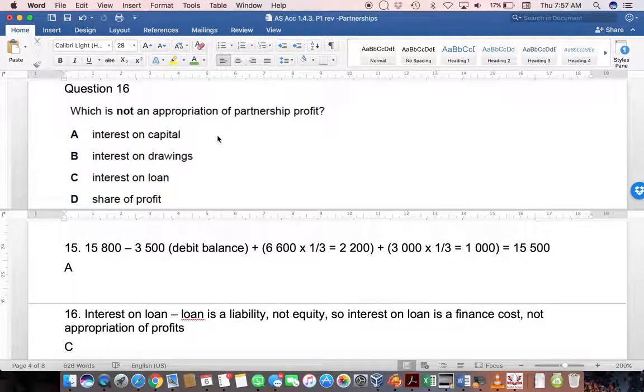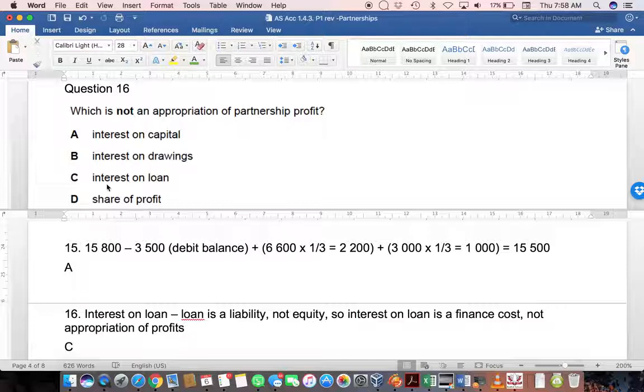Question 16. Which is not an appropriation of partnership profit? Similarly to all the questions we've had previously, if we just have a look at these, you should realize by now interest on capital, because capital is equity, the interest is part of the appropriation. Similarly, B, drawings is part of your equity, and therefore the interest on drawings is going to be part of appropriation, although it will go on the credit side in appropriation together with the profits. Interest on loan is not going to be an appropriation because the loan is a liability, and therefore the interest on that loan will actually be a finance cost.